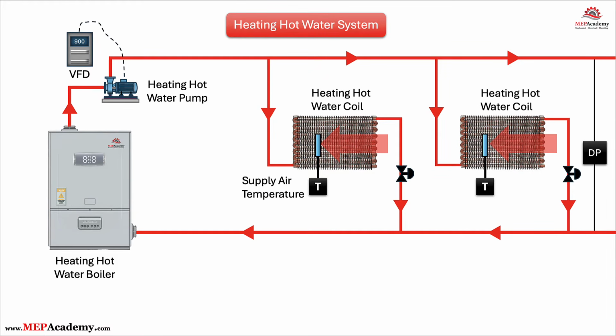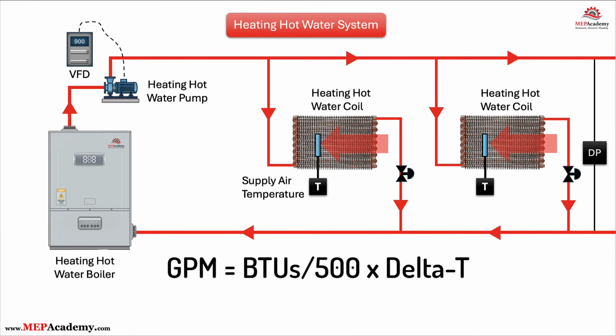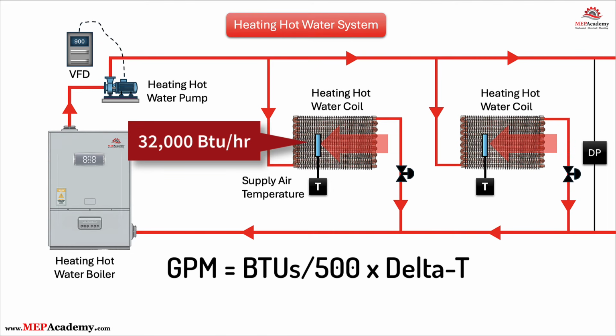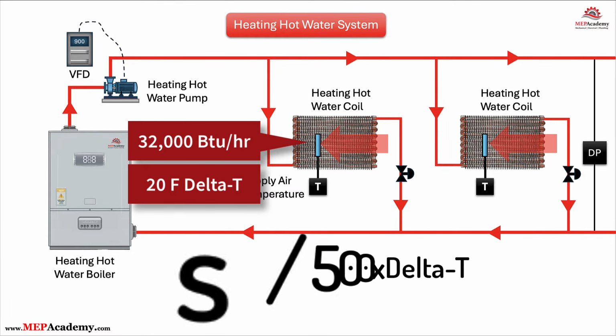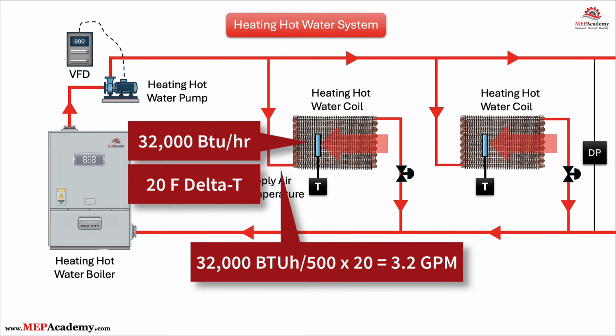Converting BTU per hour to GPM. Now let's reverse the equation. If you know the heating or cooling load, you can determine the flow rate required to serve that load. Just rearrange the formula. Required GPM for heating. A small office requires 32,000 BTUs per hour of heating at peak load. System delta T equals 20 degrees Fahrenheit. GPM equals 32,000 divided by 500 times 20 equals 3.2 GPM. That's the hot water flow required for that space.